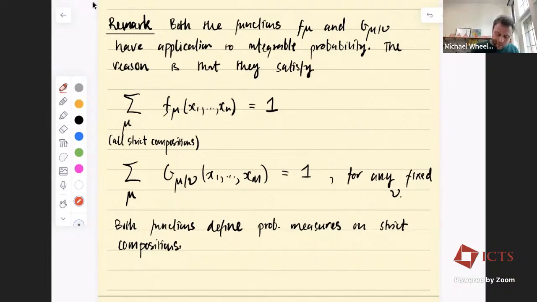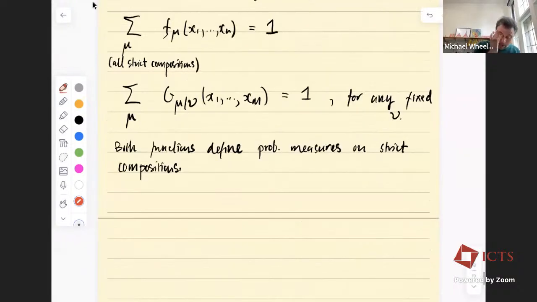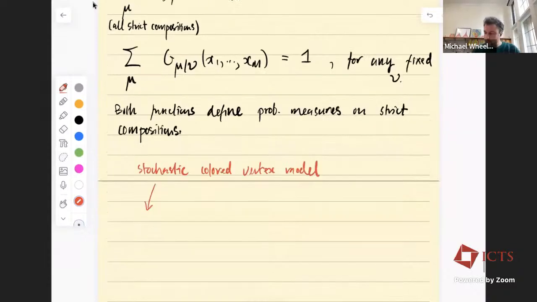So maybe I'll just list things that the model actually is known to degenerate to. So there's this stochastic colored vertex model. And one of the things that you get almost immediately is this degenerates to what's called the multi-species RCEP. I might say a little bit more about that if I have time.